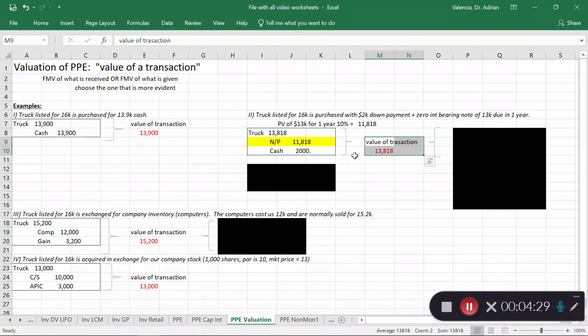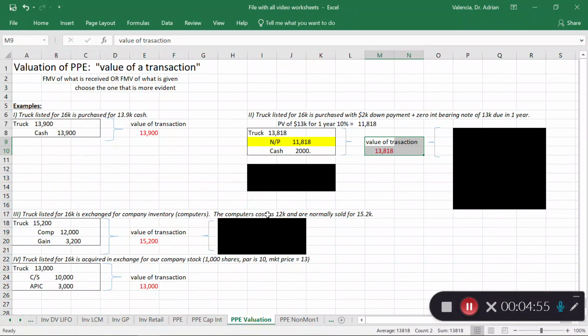Let me move on to another example here. Same truck. Okay, so we're all dealing with the same truck that is listed for $16,000. And we're going to exchange this truck that we're buying for company inventory. So we're going to give computers, in this case, we're saying, to the seller of the truck, and then the seller gives us the truck. It's an exchange.